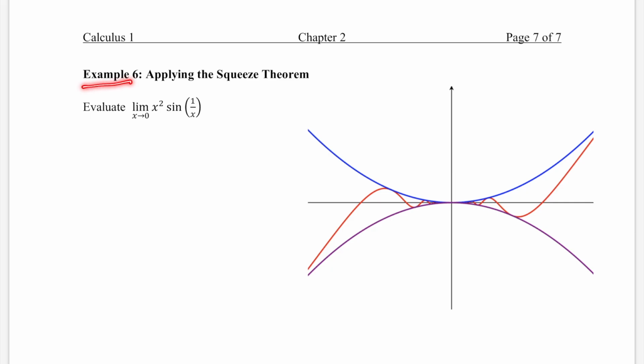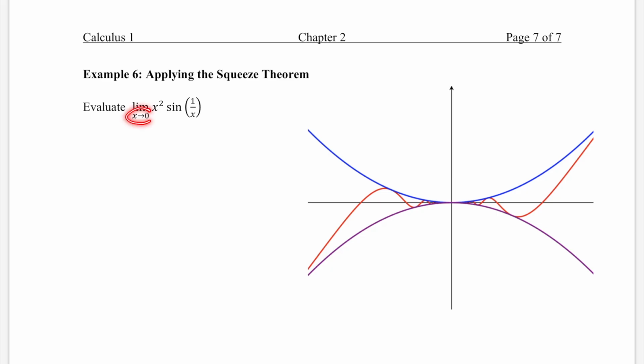Example 6. Evaluate the limit as x approaches 0 of x squared times sine of 1 over x. First, notice something important. If we try direct substitution, the function is not defined at x equals 0 because 1 over x would be undefined. But that's not the main issue. The bigger issue is this.